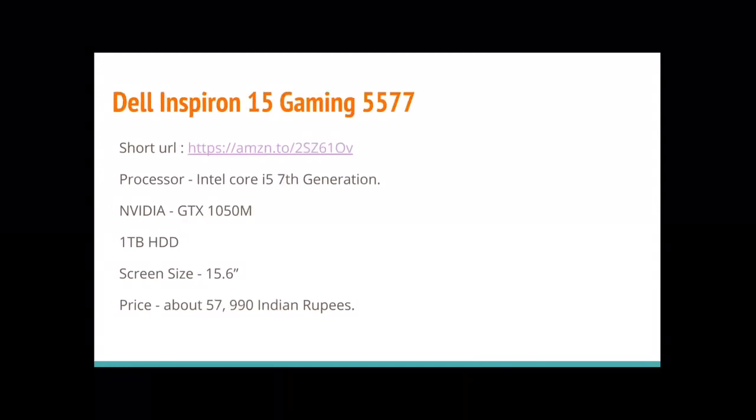The next laptop is the Dell Inspiron 15 Gaming 5577. Again, it has an i5 7th generation core. The NVIDIA graphic card is a GTX 1050M. Again, 1 TB, no issues. Screen size is 15.6 inch. The price is roughly about 57,990 Indian rupees at the time of recording of this video.